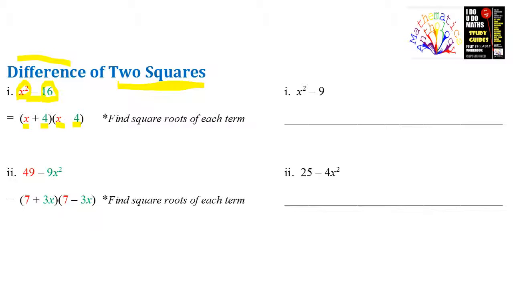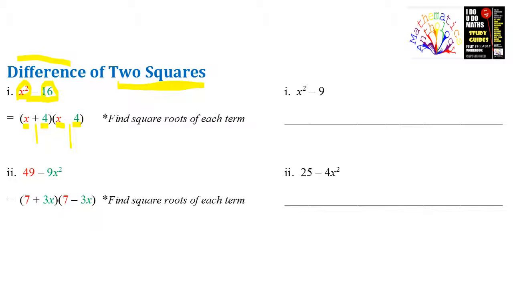Now for the minus in the middle, one of my brackets has to be a plus and one of my brackets has to be a minus. When I open this out using the FOIL method, you will see that the middle x terms cancel off and you will end up with an answer of x squared minus 16. So using difference of two squares, x squared minus 16 factorizes to x plus 4 times x minus 4.